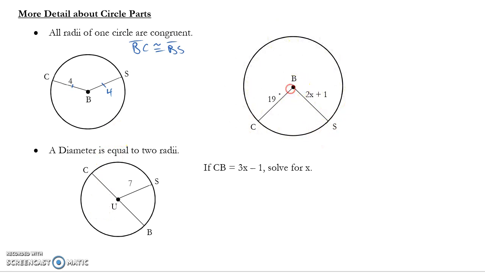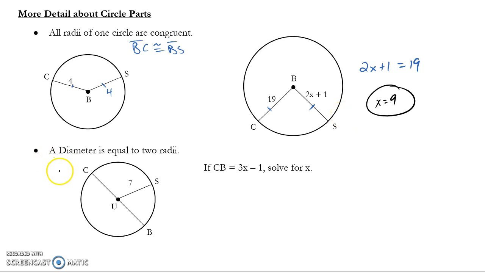B is the center of the circle, then I know these are congruent segments, and I have an algebra problem now. I know that 2x plus 1 is equal to 19. This is one algebra application you guys will be asked to solve. And when we solve this, subtract the 1 from both sides, divide both sides by 2, we find that x is equal to 9.